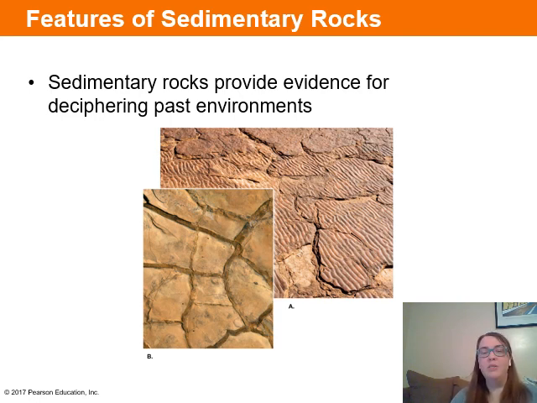B, we're still forming this from water evaporating away from mud. But what we're looking at in B are called desertification cracks. And these tell us that this rock formed in a desert or a very arid environment. So as things start to dry out, they start cracking. So here we can see where mud very quickly dried out in a very humid, arid environment.